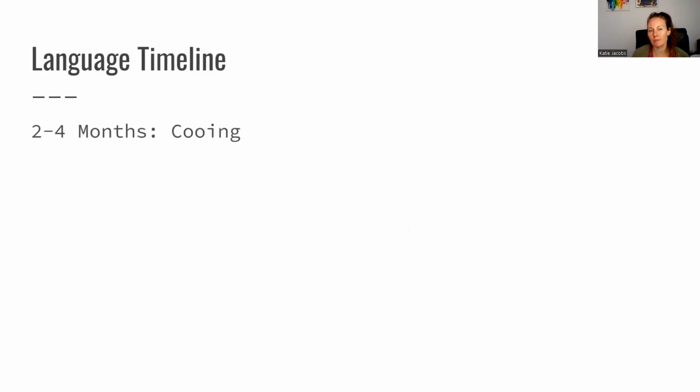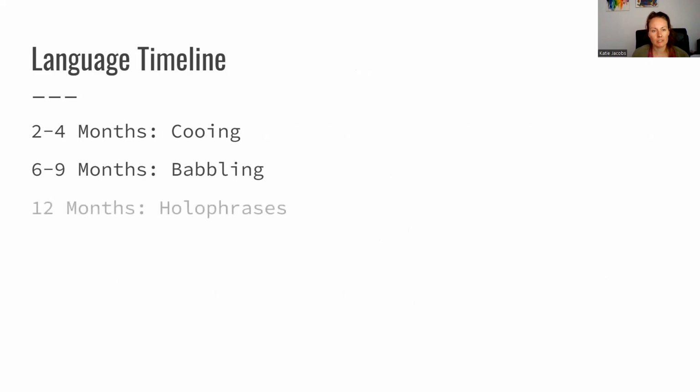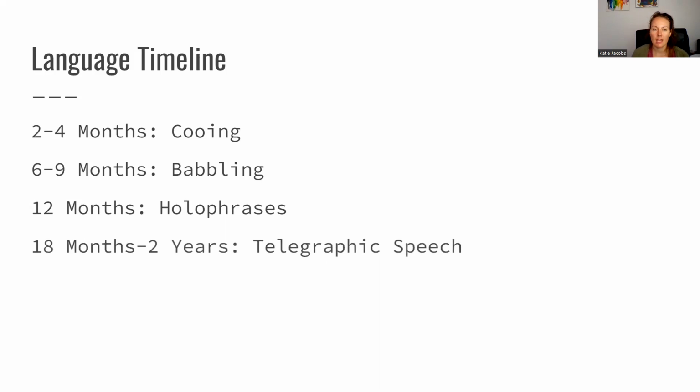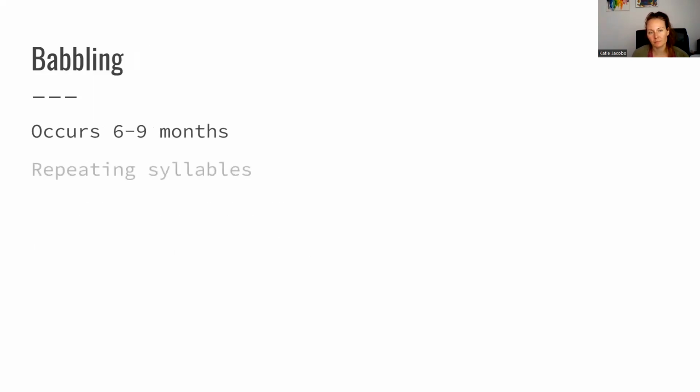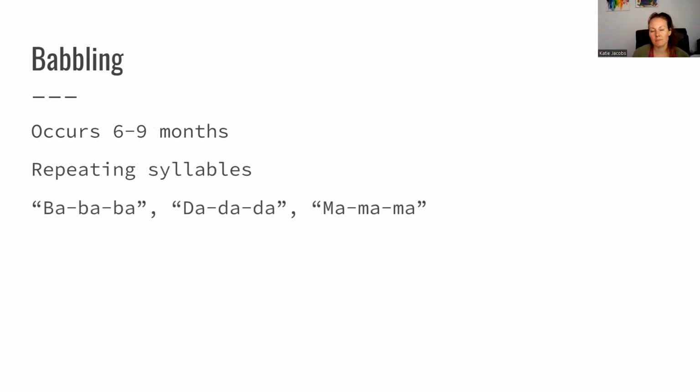Language timeline: 2 to 4 months, babies start cooing. So, ooh. About 6 to 9 months, babies start babbling. And we'll go through these in more detail. 12 months, babies start using holophrases. 18 months to 2 years, they start using telegraphic speech. So babbling occurs between 6 to 9 months. This is repeating syllables. So it might be like ba ba ba ba ba, da da da da da, ma ma ma.